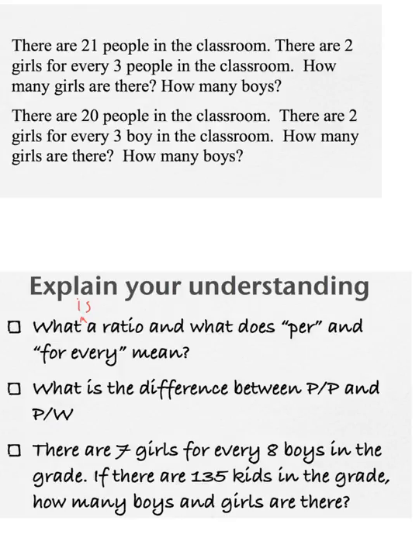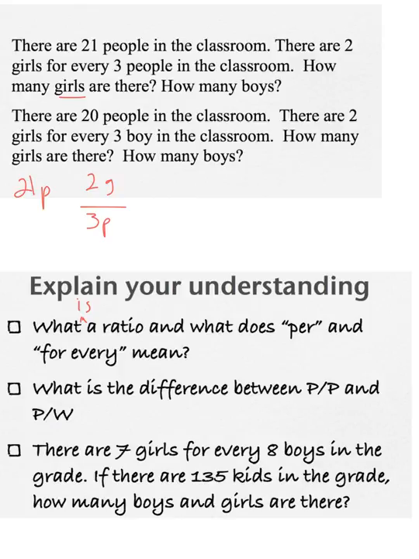So let's take a look at the first statement. There are 21 people in the classroom. So I'm just going to write this down, 21 with my P for people. There are 2 girls for every 3 people. How many girls are there? How many boys are there?